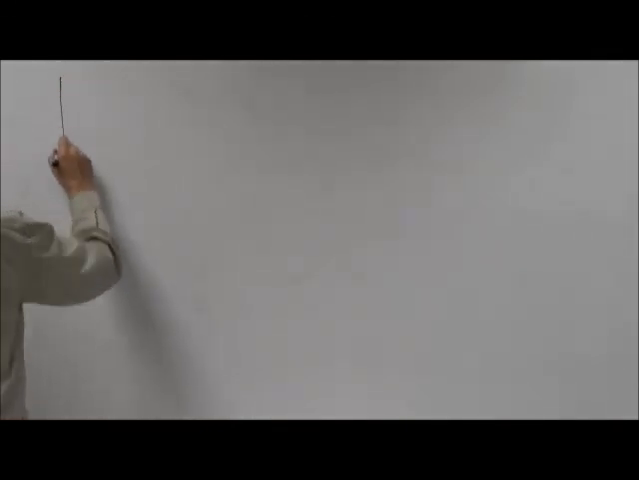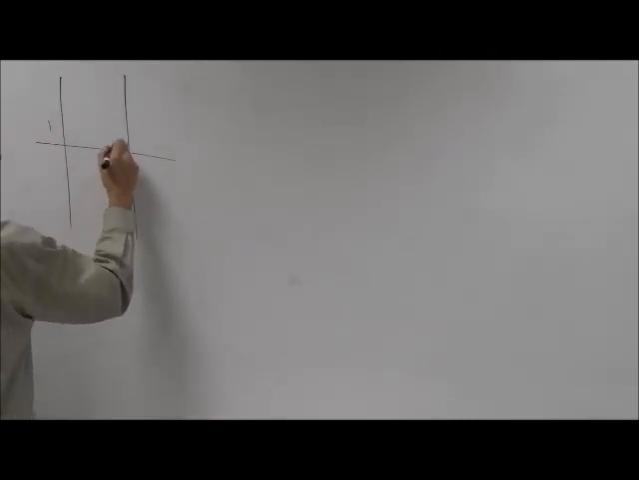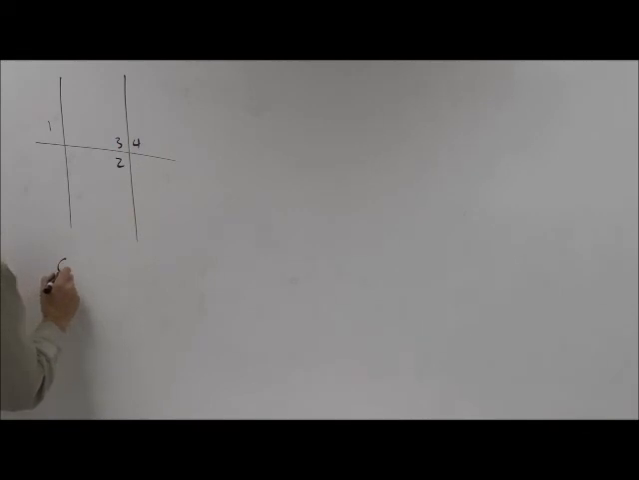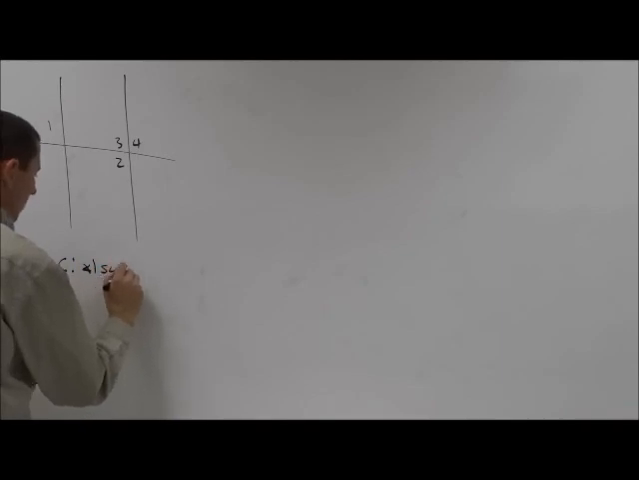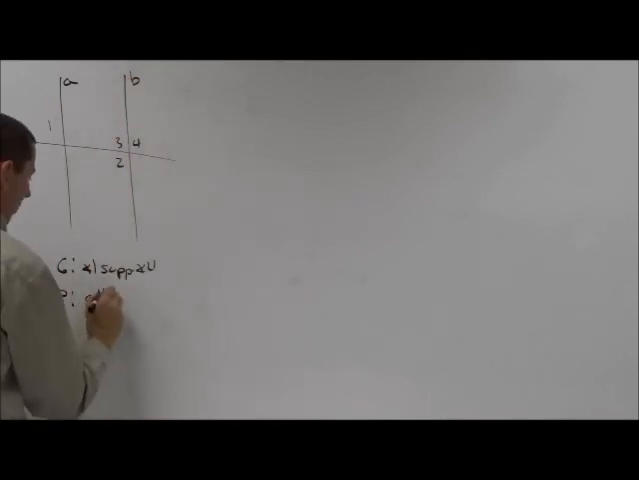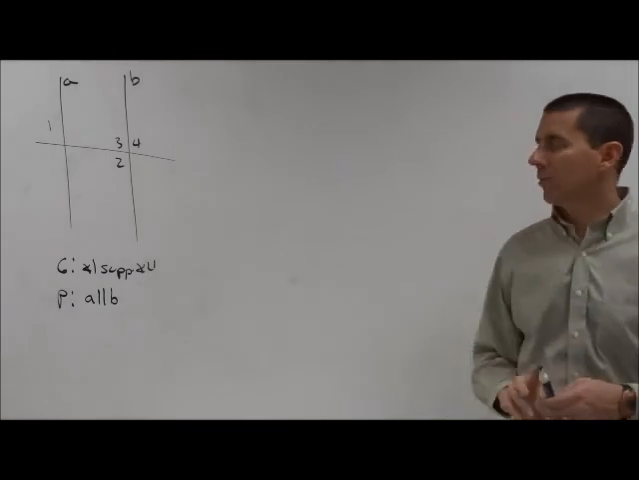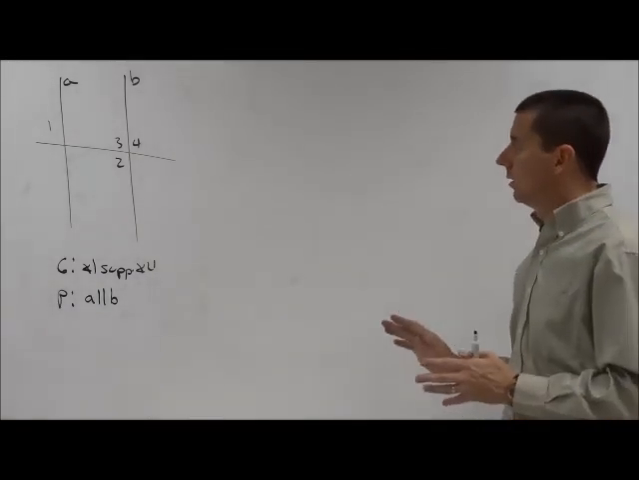So in this case, let's put up lines, line this way, 1, 2, 3, 4. Given: angle 1 supplementary to angle 4. Prove: A parallel to B.